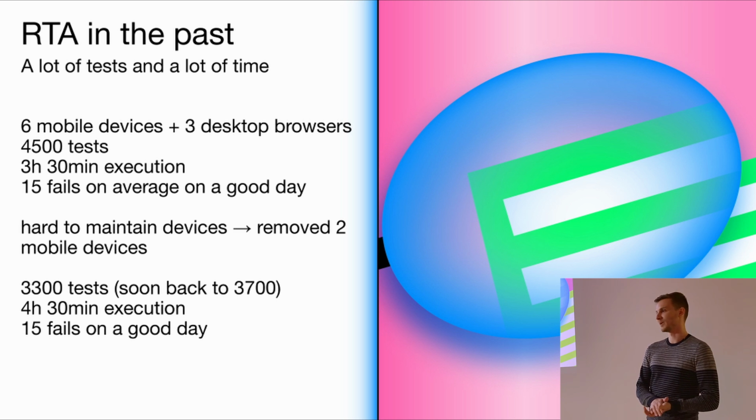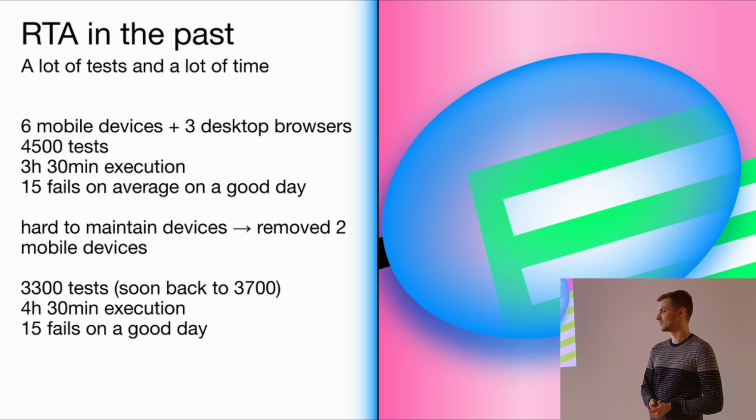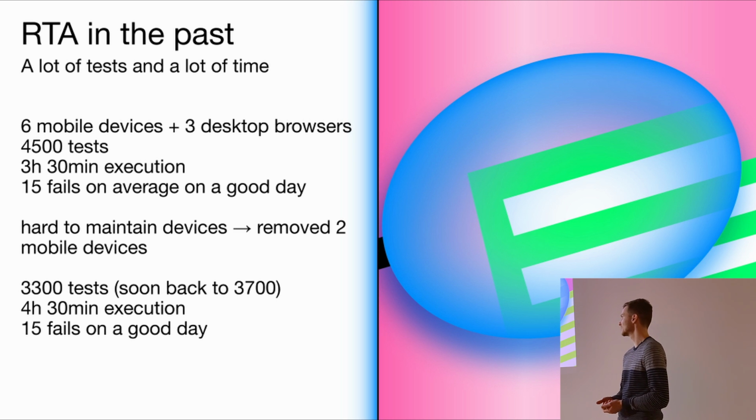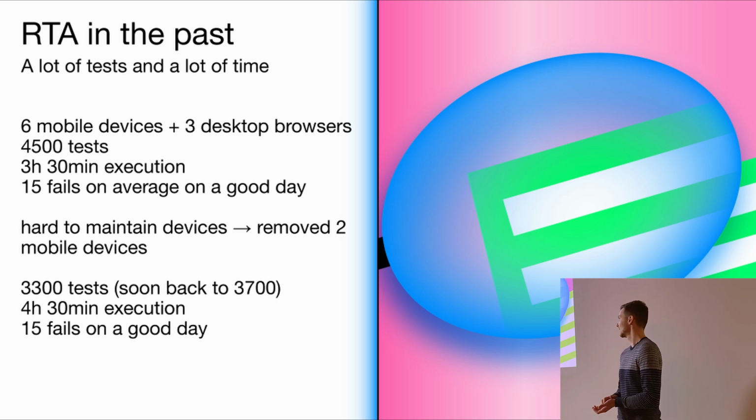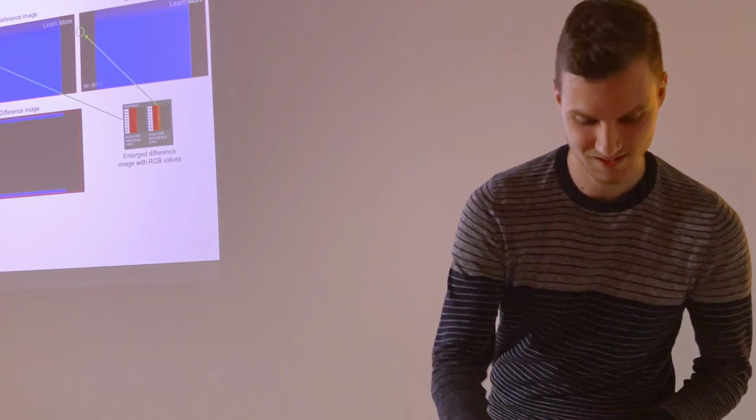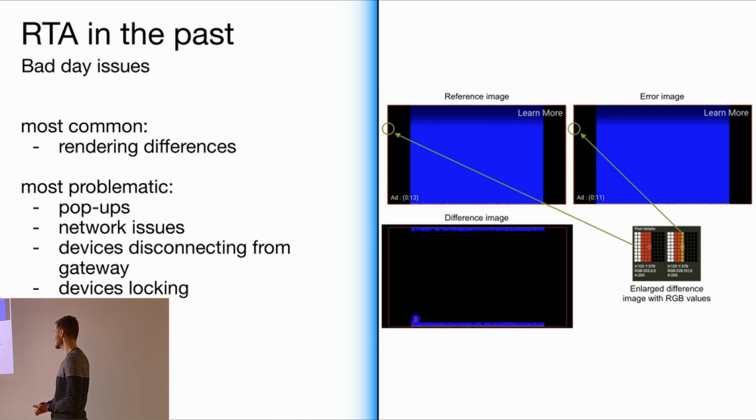It was just too much to maintain because of all the images and everything, so we decided to remove 2 devices. This means that there were fewer images and fewer devices to maintain, so we went down to 3,300 tests. But because we had fewer devices and still approximately the same number of features to test, this took longer, so it took 4.5 hours, and the number of fails was still the same. But yeah, the maintenance was a bit easier. So on the good days, the most common issues were rendering differences because we rely on image comparison and we do it pixel by pixel.